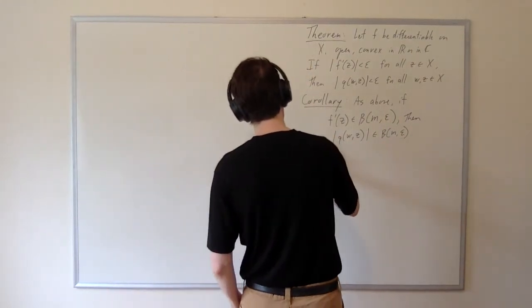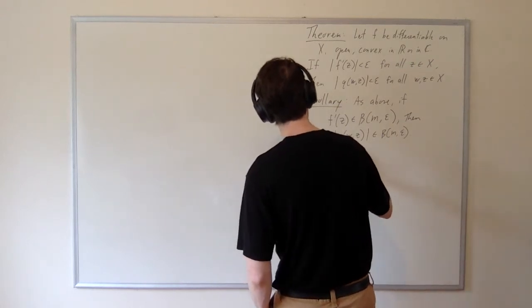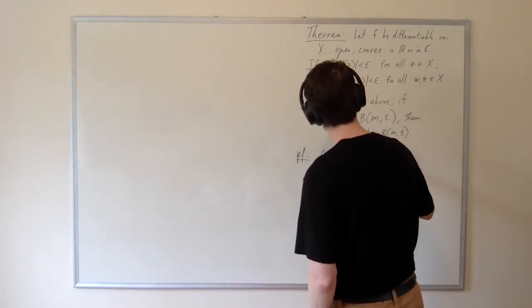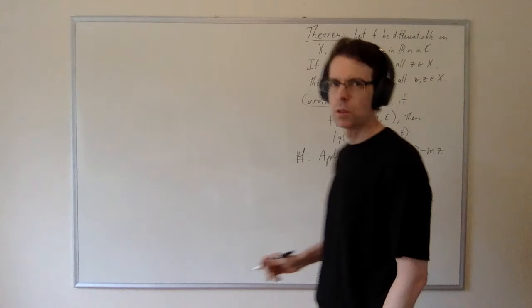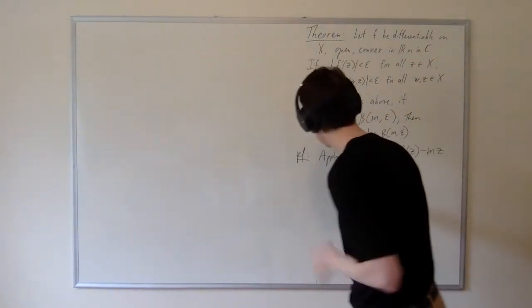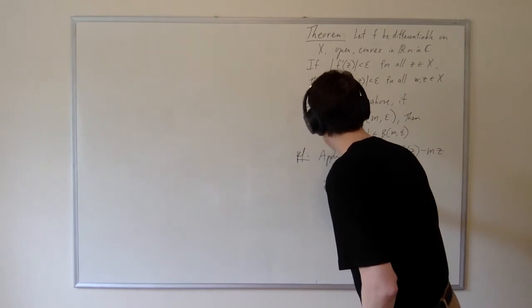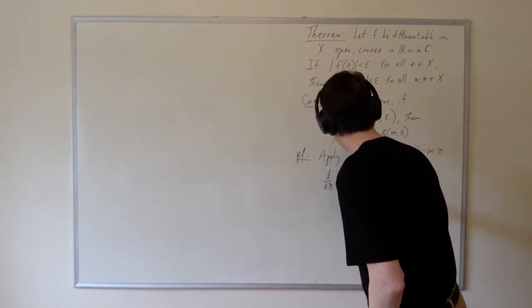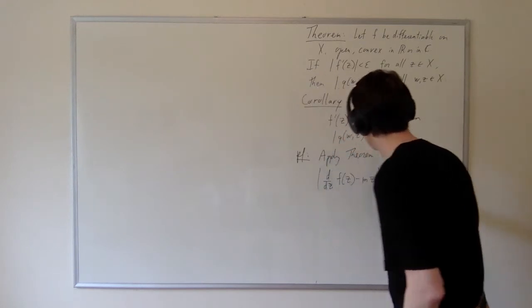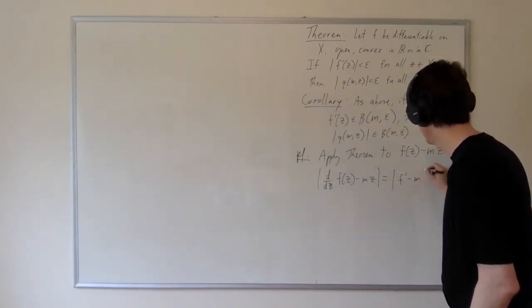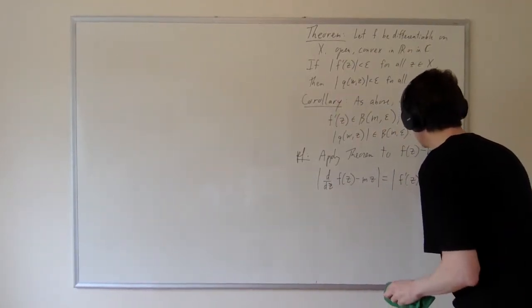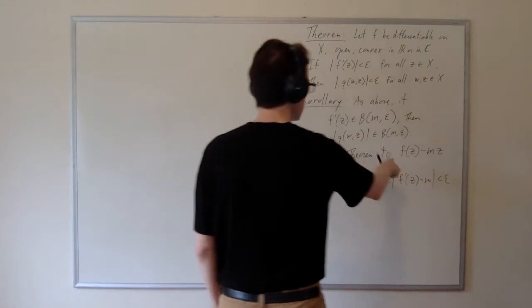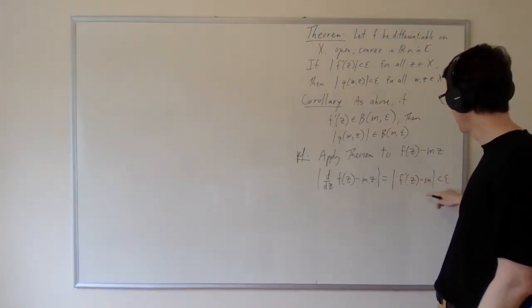How does this work? We can prove this very easily. We just have to apply the theorem to the function f of z minus mz. So this function has a derivative which is bounded in the appropriate way. So the derivative of this thing has a modulus. That's f prime of z minus m, and that's bounded less than epsilon. And so the difference quotients for this thing will be bounded less than epsilon.